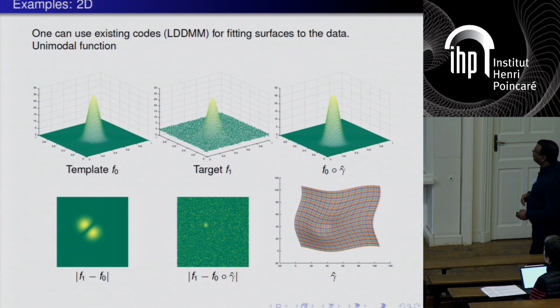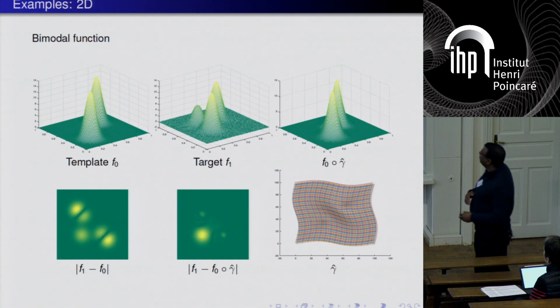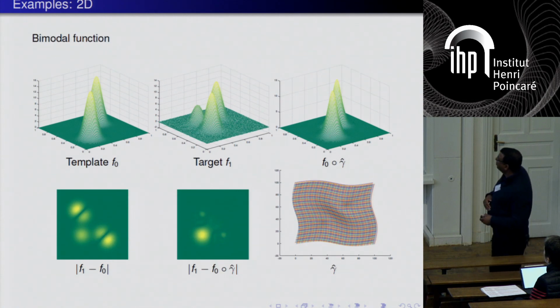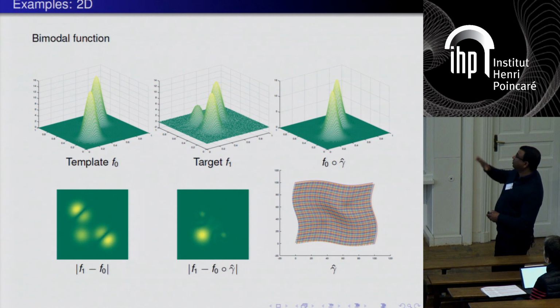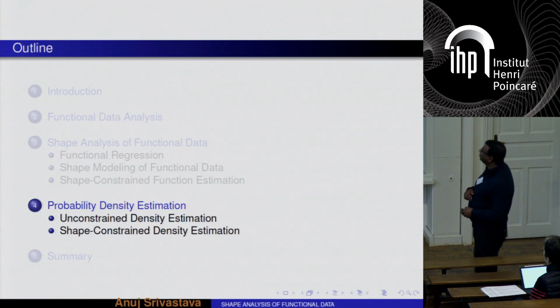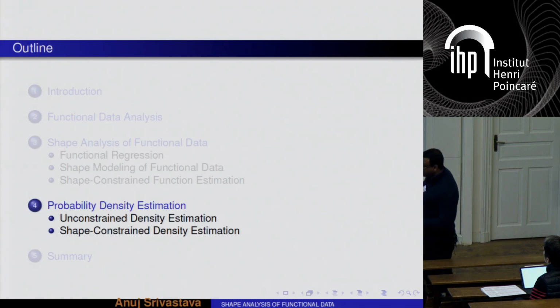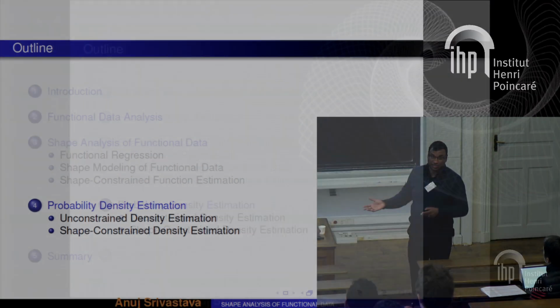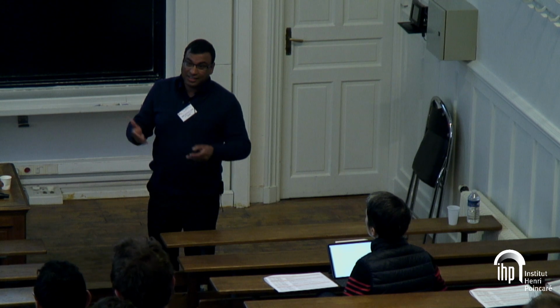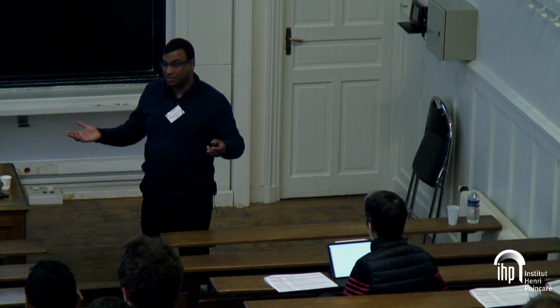So we have started doing this in 2 dimensions and fitting curves from data by ensuring that we have the correct number of peaks. Okay? One sub-area of functional data analysis, of course, in statistics is probability density estimation. Probability density is a function. It's a very special kind of function, but it's a function. So one can treat it as a function and do functional data analysis on it.